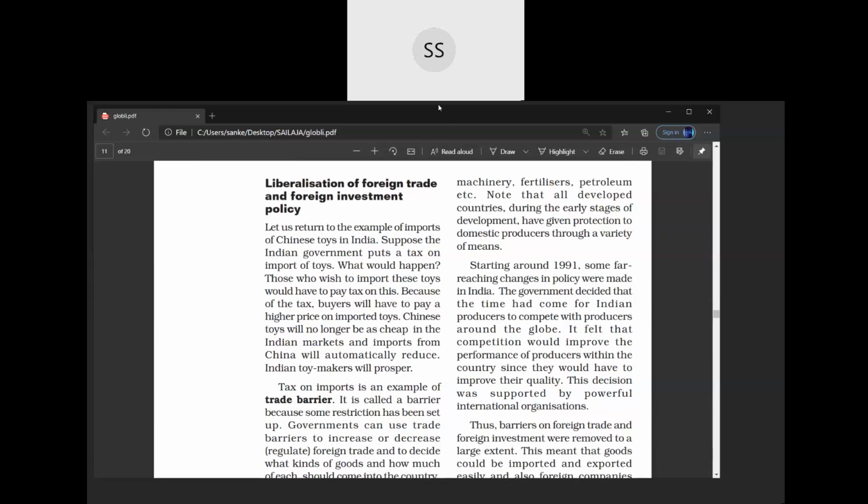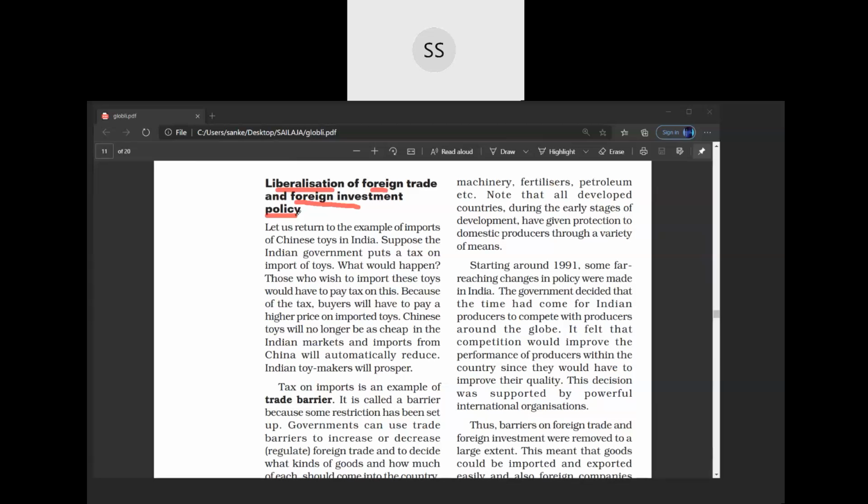We are starting with the next topic, which is liberalization. The term liberalization of foreign trade and foreign investment policy. Children, we have done what is foreign trade. When a country trades with several other countries, it is foreign trade, when the goods are exchanged or when the production is done in different countries. What is foreign investment? It is when the investment is done by the multinational corporations in other countries.